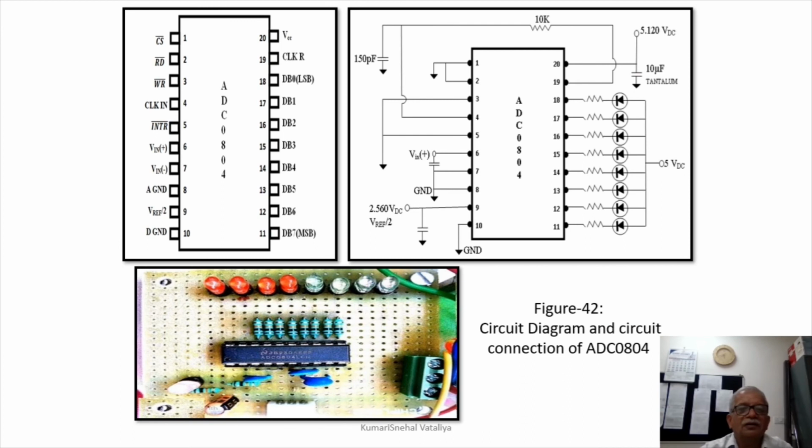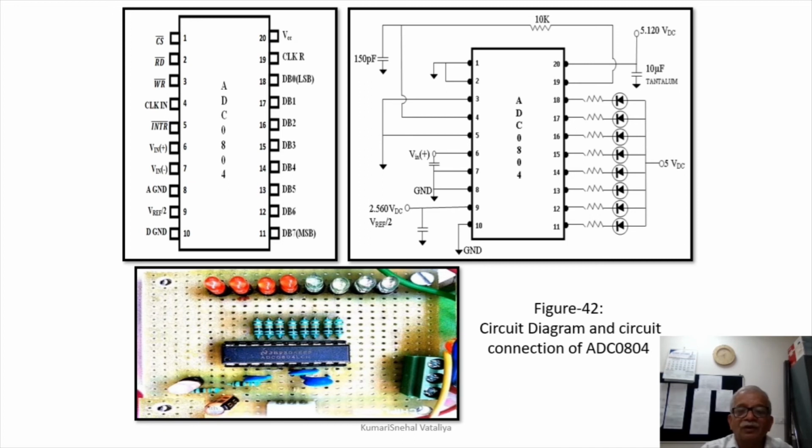Here we see that there is an ADC IC 0804. This single IC contains so many pins, and the output is available at 8 pins, and to the output we have connected LED diodes with resistances as indicators. The same circuit is shown over here. It has been fabricated by our student Snehal Vatalia, and the output is also shown here. So this experiment has been conducted in the department using this IC.